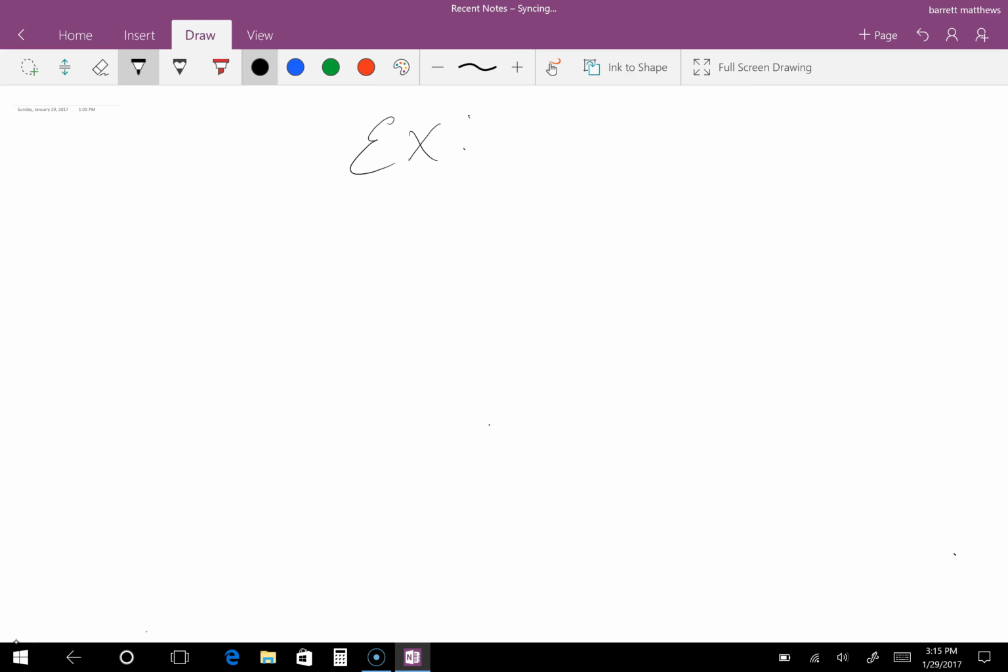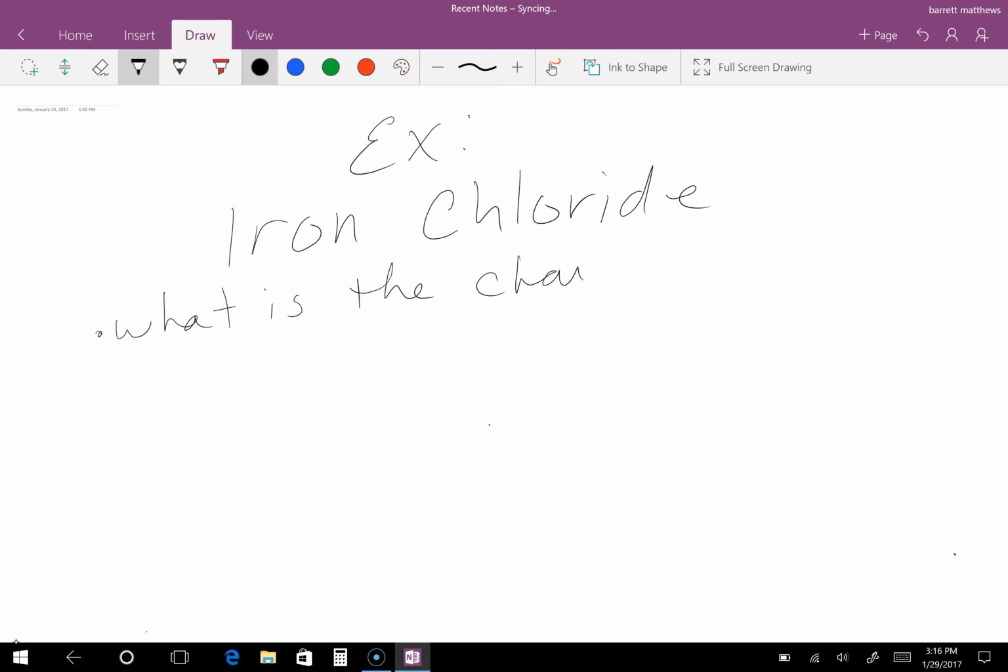Let's take a look at an example that could cause some confusion. Iron chloride. So the question is, what exactly is the charge of iron in iron chloride? Iron is multivalent, meaning it can take on a +2 or a +3. And the name iron chloride tells us nothing about its charge.